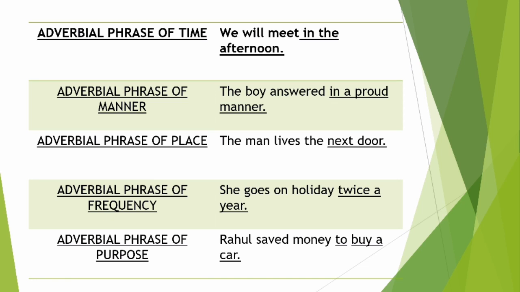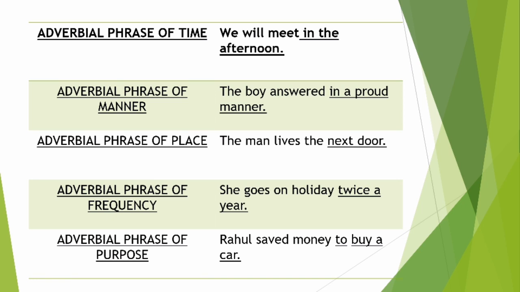Got it? So it's an adverbial phrase of purpose because, first of all, it is performing the function of an adverb. Secondly, it's a phrase. And thirdly, it is telling us the purpose for which that action of saving the money was done. Got it? I hope it is clear that here we have 5 kinds of adverbial phrases: time, manner, place, frequency and purpose.